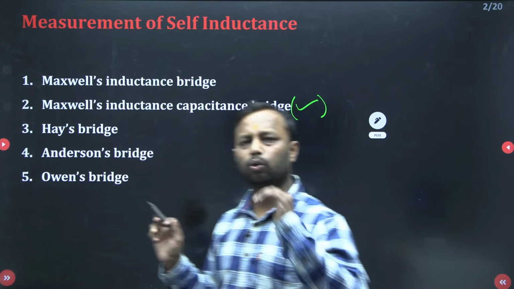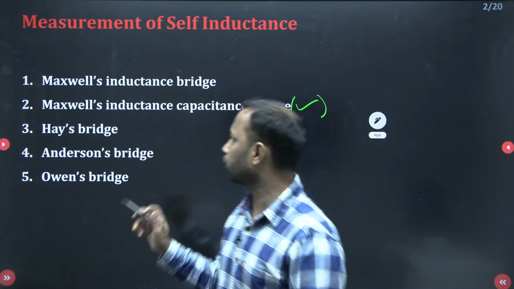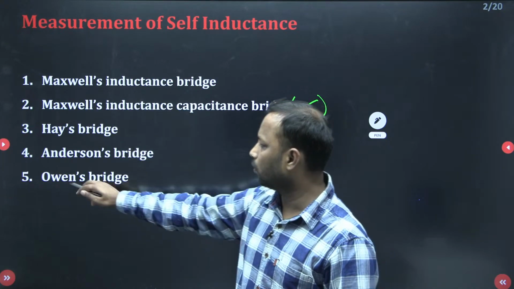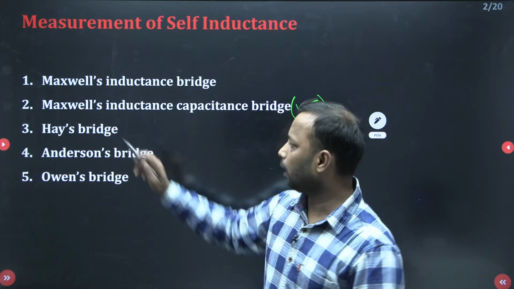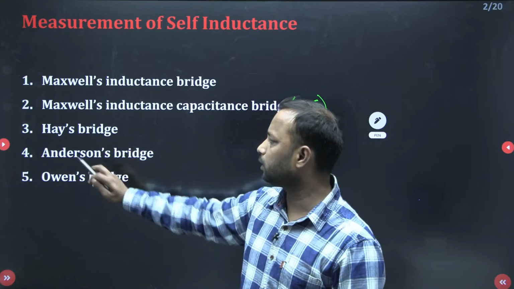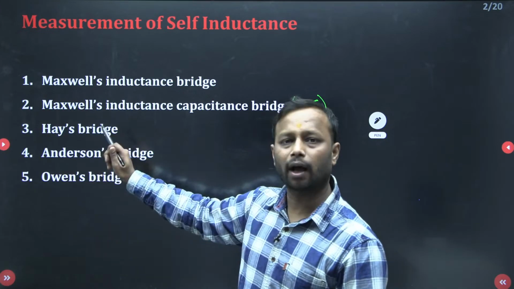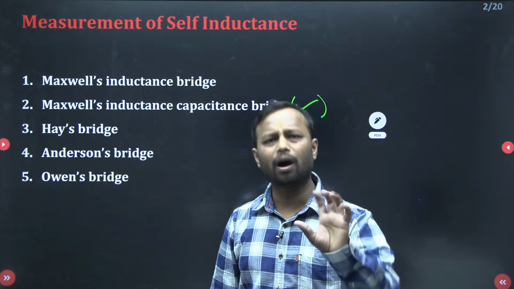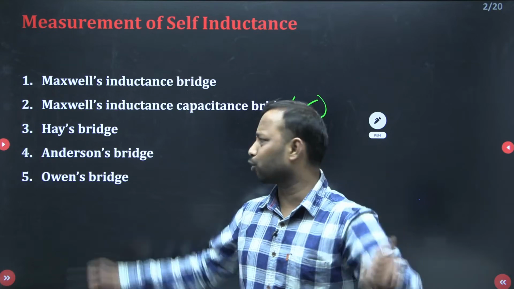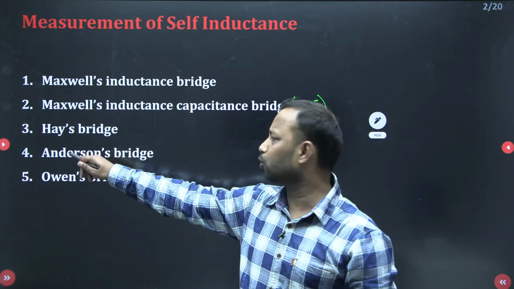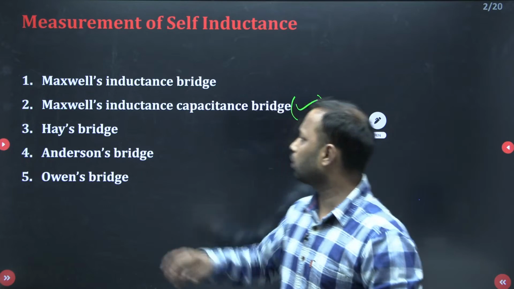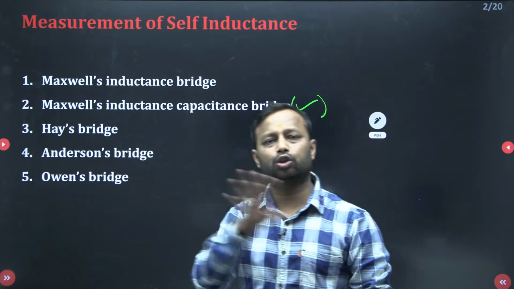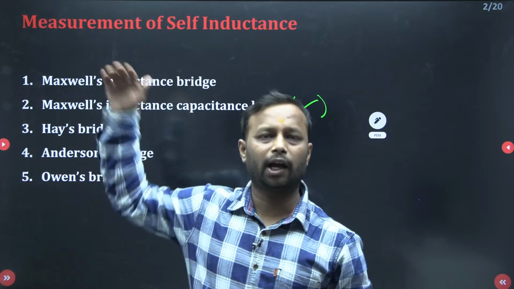I will cover these with respect to the GATE exam. First we will see the Maxwell bridge, then the Maxwell inductance capacitance bridge, then we will move on to the Owen bridge. From the Hay bridge and the Anderson bridge, we have a very rare number of questions, zero from the Hay bridge and very rare from the Anderson bridge. If you cover the Maxwell and the Maxwell inductance capacitance bridges, then most of the problems you can easily solve with the help of those concepts.